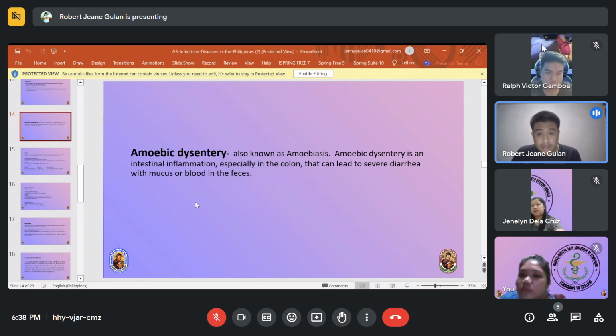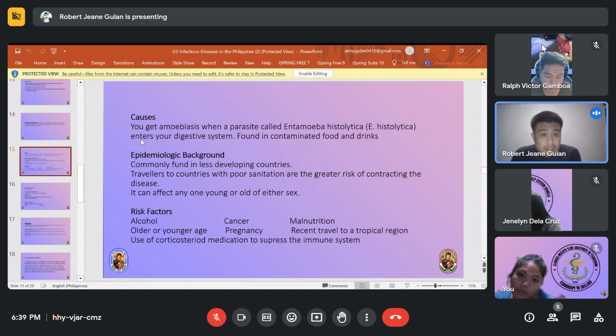Amoebic dysentery, also known as amoebiasis. Amoebic dysentery is an intestinal inflammation, especially in the colon, that can lead to severe diarrhea with mucus or blood in the feces. Causes: you get amoebiasis when a parasite called Entamoeba histolytica enters your digestive system, found in contaminated foods and drinks.